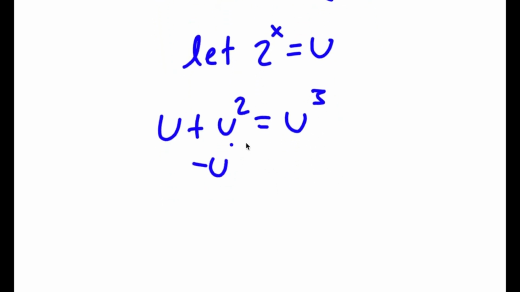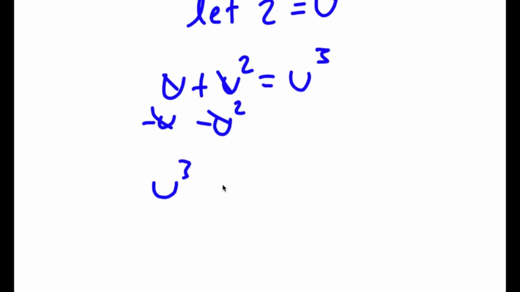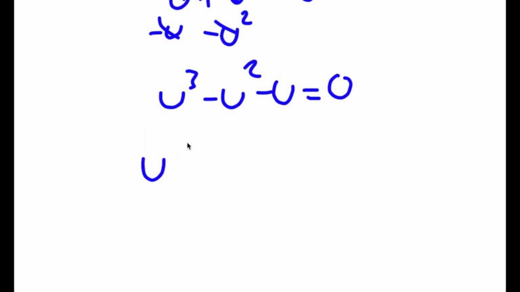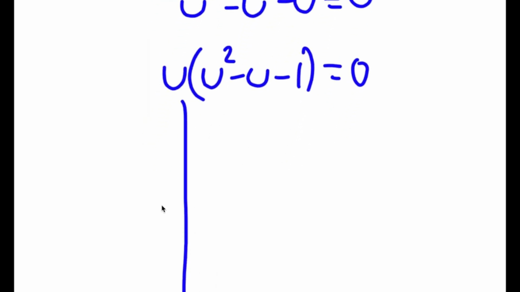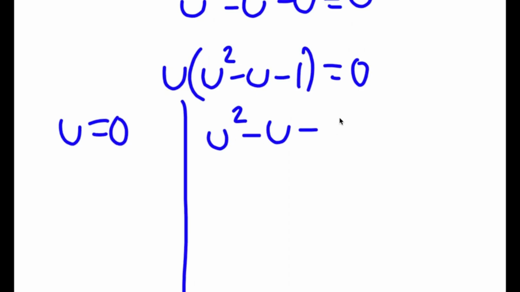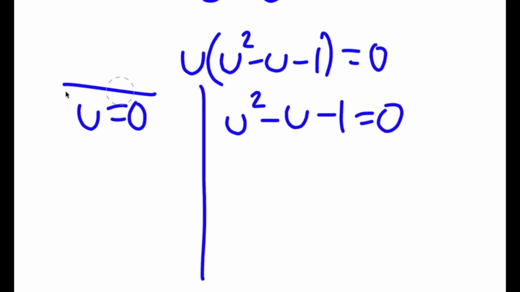And now if I subtract u squared and u on both sides, I get u to the power of 3 minus u squared minus u is equal to 0. Now I'm going to factor out u, so I get u times (u squared minus u minus 1) is equal to 0, and this gives me two equations. I get u is equal to 0, and I get u squared minus u minus 1 is equal to 0. So as you see, we already have one solution of u.